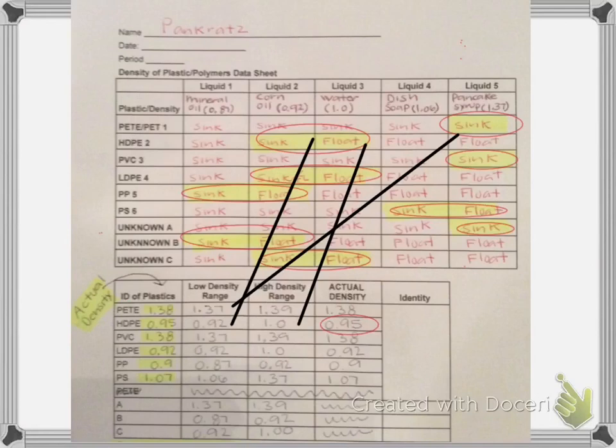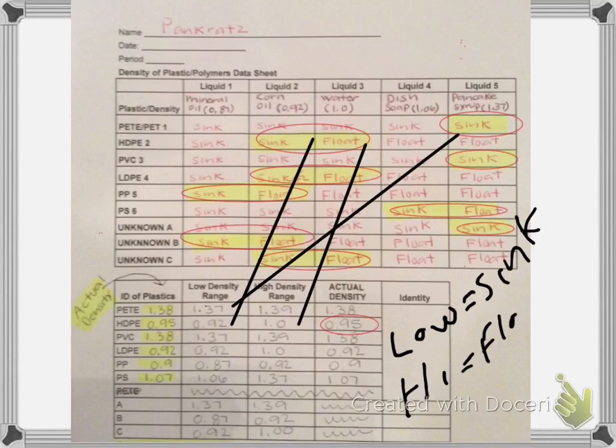And so you're going to fill in your table basically with these sink and floats. So your low end is going to be your sink. So your low range is your sink. And your high range is your float. Okay, and that's going to take you all the way through to the end of this table.